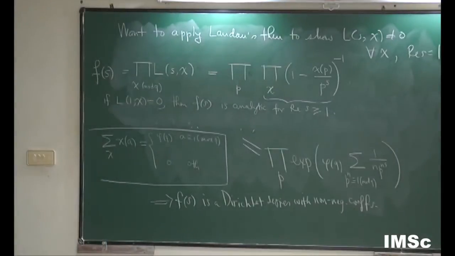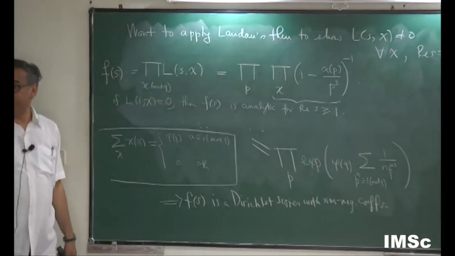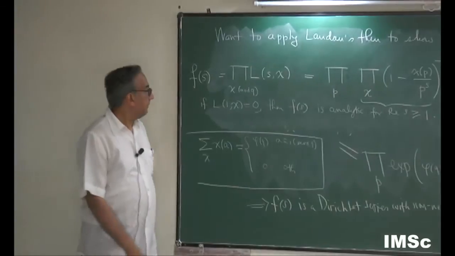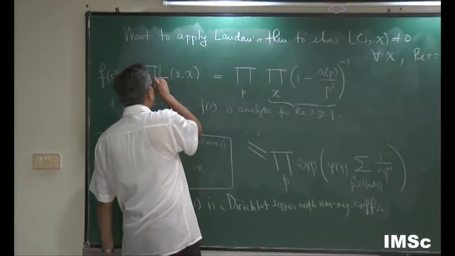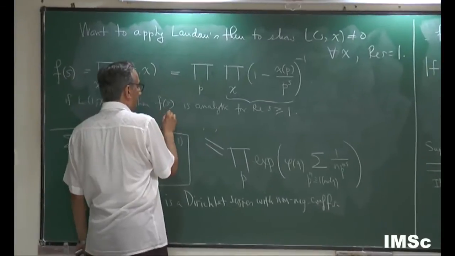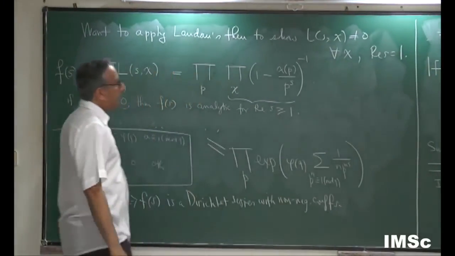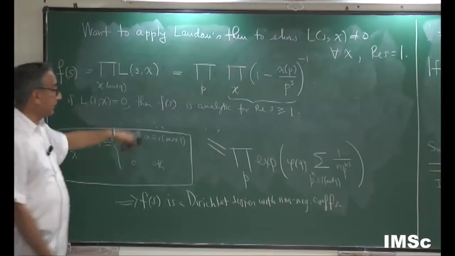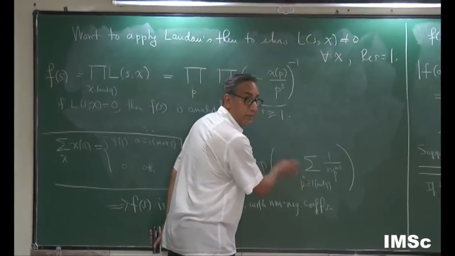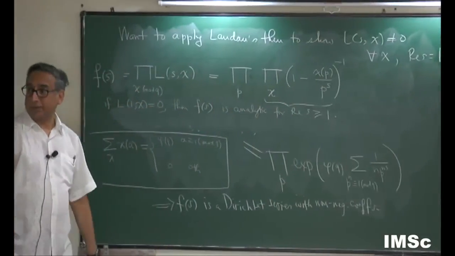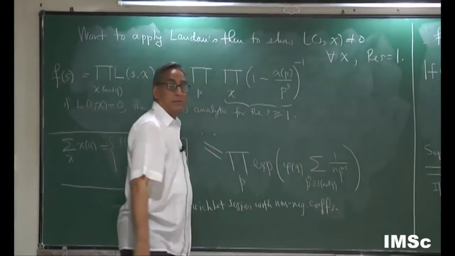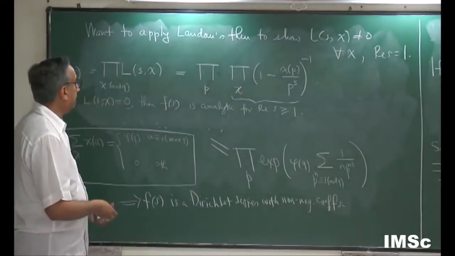Before, we knew that this thing was analytic for real part of s strictly bigger than 1, and at s equals 1 it had a simple pole, viewing zeta as a factor there. So now, if the pole got eliminated by a 0, then the thing is analytic for real part s greater than or equal to 1. Now, Landau's theorem is applicable, right? This is a Dirichlet series with non-negative coefficients, and it is analytic for real part s bigger than or equal to 1. Therefore, it extends.